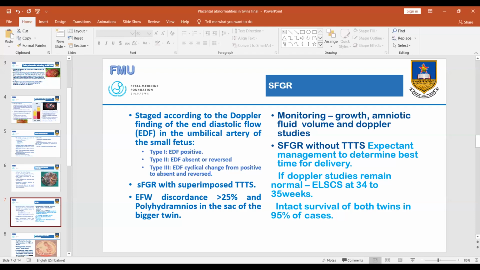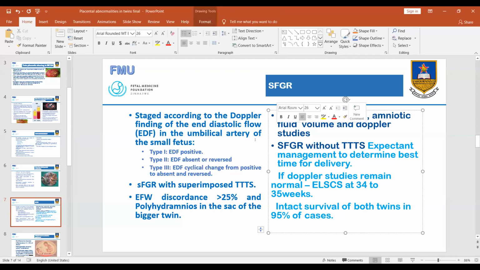Okay, I've already mentioned that we can have this condition with superimposed twin-to-twin transfusion syndrome if we start to notice polyhydramnios in the bigger twin. So for selective fetal growth restriction without twin-to-twin transfusion syndrome, that's what I'm going to talk about this afternoon. We continue monitoring growth and amniotic fluid volume and the Doppler studies as well.